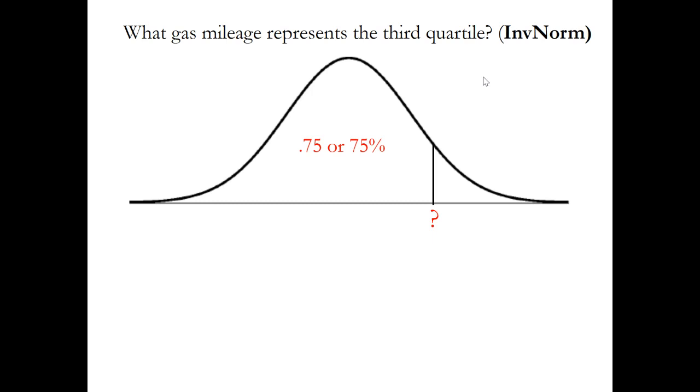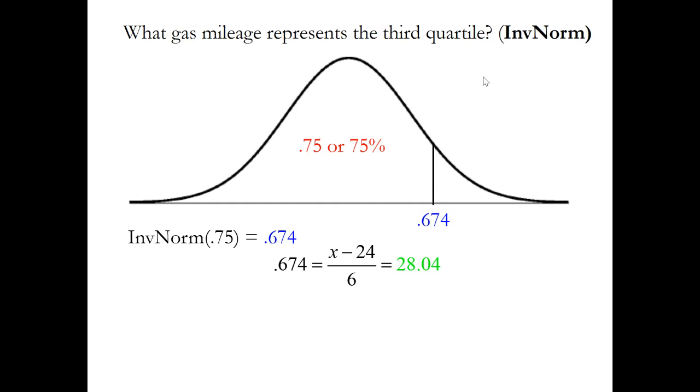Okay. So like I said, we know it's at the 75% cutoff. So I'm going to inverse norm my 0.75. I'm going to get 0.674. So my z-score is 0.674 that I'm looking for. But I want that as gas mileage, so I have to put that back in our formula and solve for it. And when I do, it's 28.04 miles per gallon. So the third quartile is going to be about 28.04 miles per gallon.